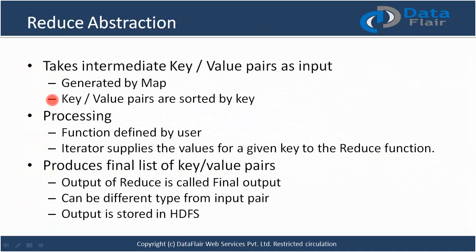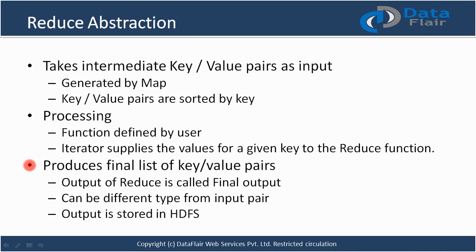Before going to the reducer as an input, the key value pairs are sorted by the key. Processing, guys, again here in the reducer also we have a function that will be defined by the user. That function is called the reduce function, where the user can write his own custom business logic. An iterator supplies the values for a given key to the reduce function. Whatever key and values we get here will be processed by the reduce function. The output of the reducer is the final output.